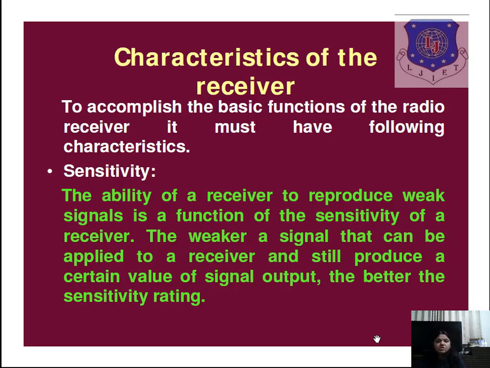So, the weaker a signal that can be applied to a receiver and still produce a certain value of signal output, the better the sensitivity rating.